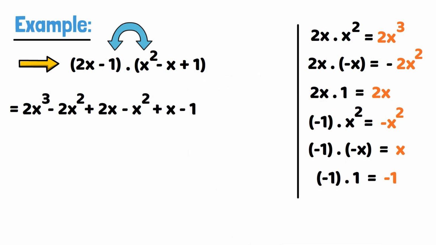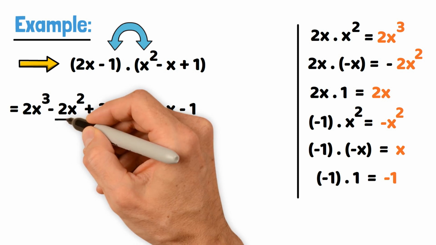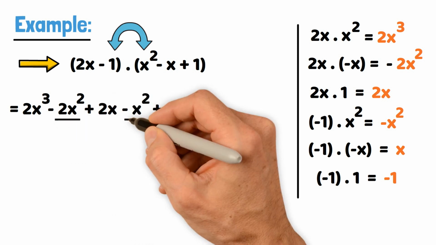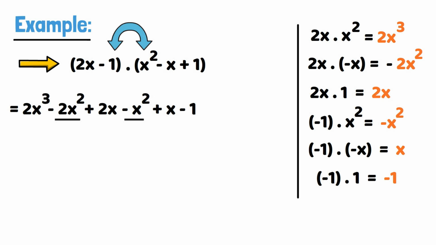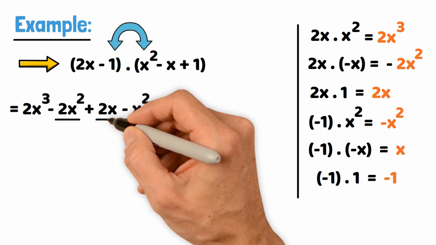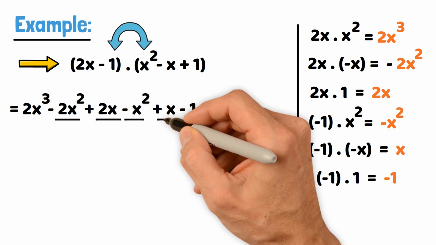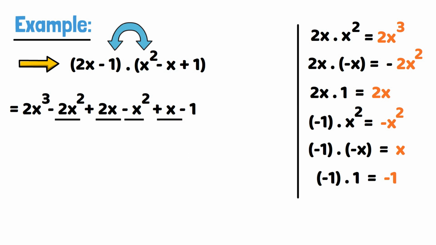Now let's look for what combinations we can do. The second and fourth terms, the negative 2x squared and negative x squared, are combinable because they have the exact same variable, the x squared. Similarly, the third and fifth terms, the 2x and the x, are combinable into 2x plus x, which is 3x. And of course the last term has no variable, so it's not combinable at all, for a total answer of 2x to the third power minus 3x to the second power plus 3x minus 1.